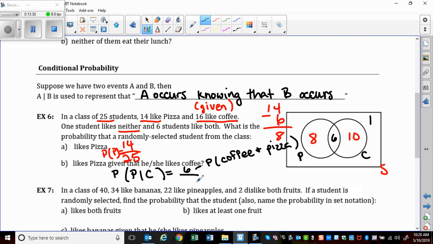the people who like coffee. It says that it's given she likes coffee. Well, the people who like coffee are 16. I think you can simplify this to maybe 3 over 8.